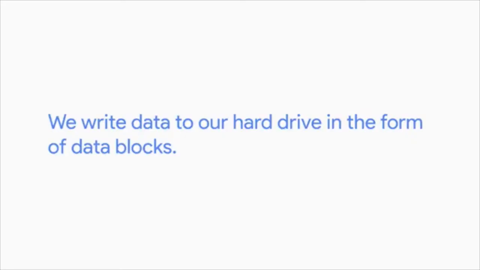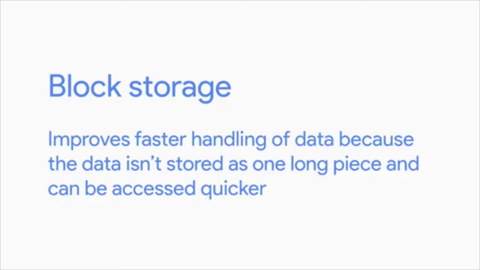Another important part of file management is the storage of actual file data. We write data to our hard drive in the form of data blocks. When we save something to our hard disks, it doesn't always sit in one piece. It can be broken down into many pieces and written to different parts of the disk. Block storage improves faster handling of data because the data isn't stored on one long piece, and it can be accessed quicker. It's also better for utilizing storage space. Lastly, we need to keep the metadata that contains the information about our file.